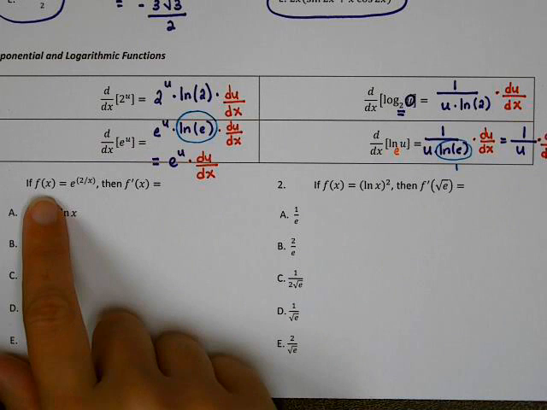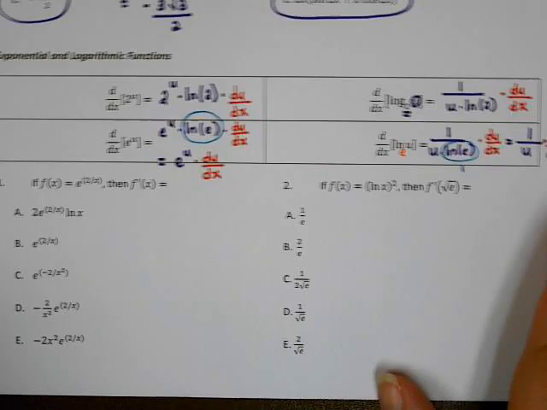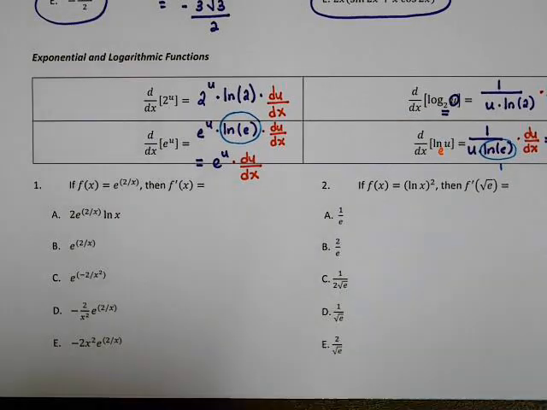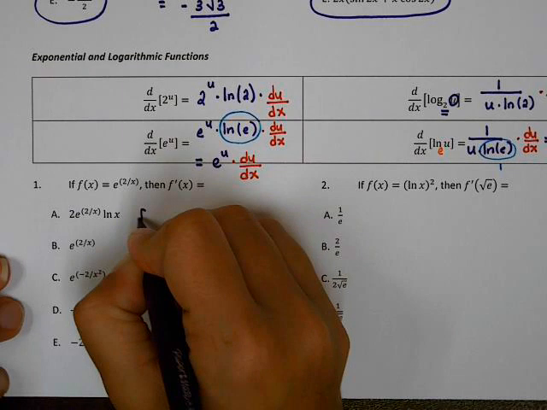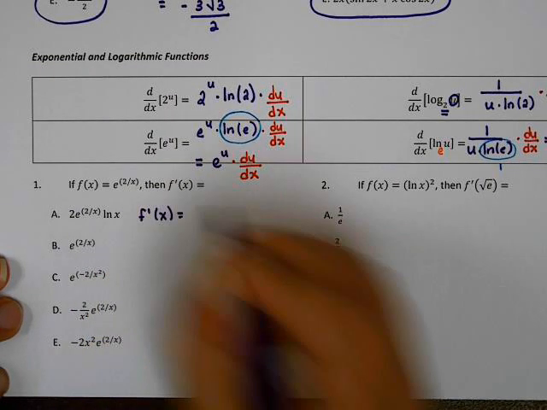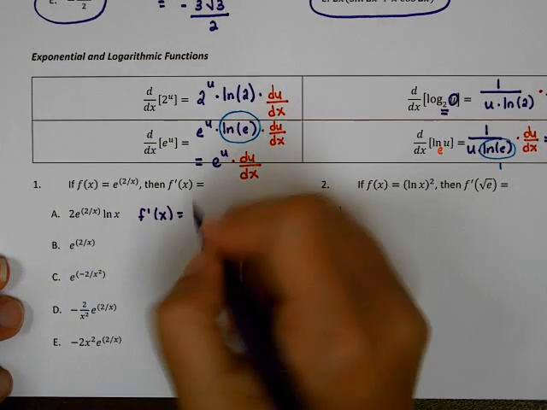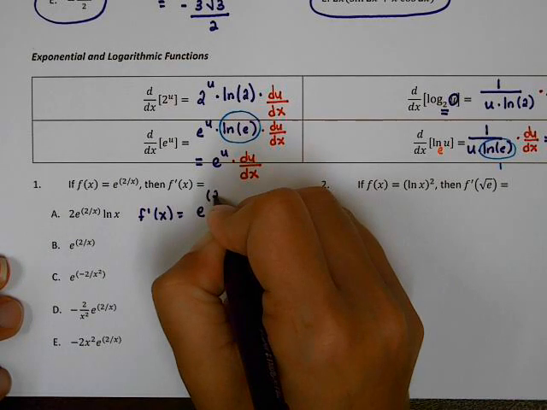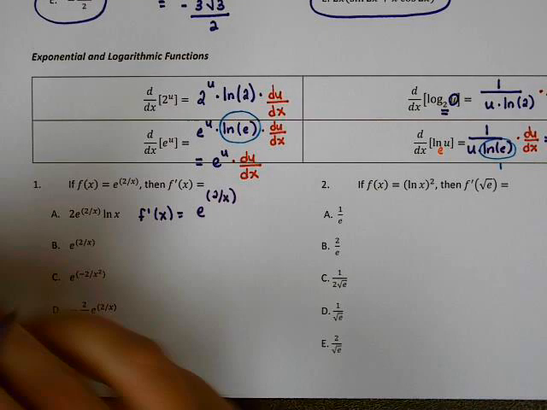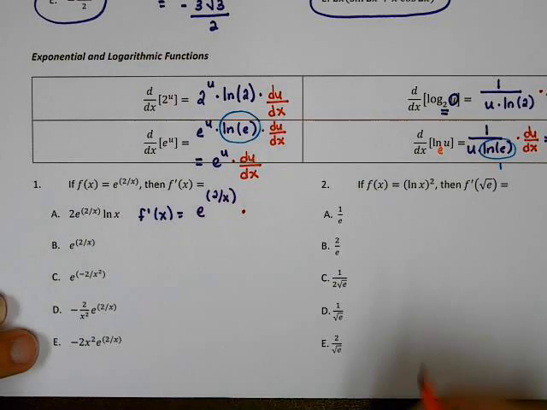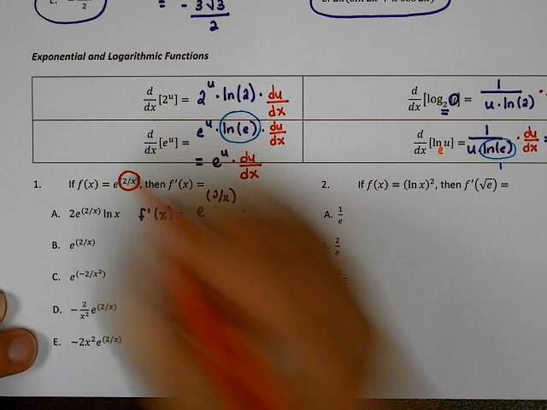So this one says if f of x is e to the 2 over x, then find f prime. So when we want to take the derivative of e to the something, the rule says the derivative of e to the something is just e to the something. So I would copy the original down. But then I need to multiply by the derivative of the power.